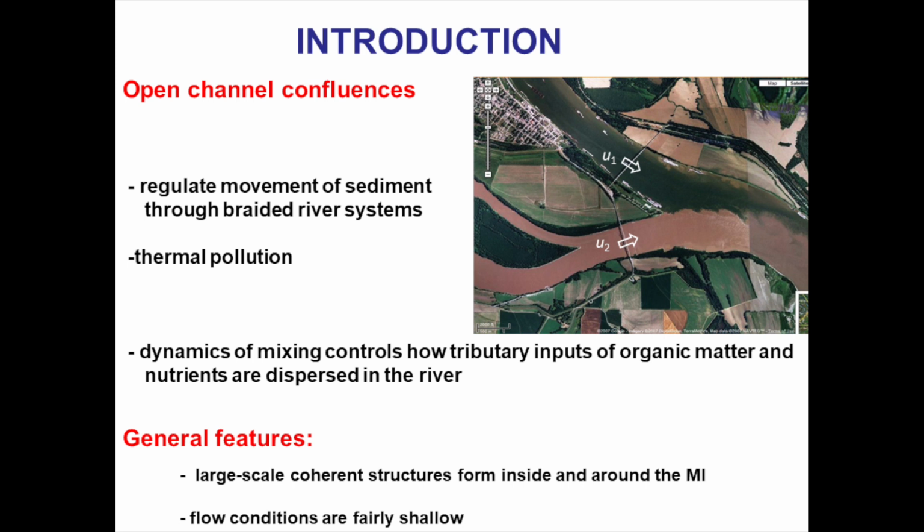But there are also other types of vortices which you cannot see from pictures taken from the free surface. There are some streamwise oriented cells which develop in the vicinity of the region where the two streams come into contact, and that region we are going to refer to as the mixing interface. Another important thing is that the flow conditions are shallow, and by shallow I mean in this particular case that the dynamics of many of these large-scale vortices is strongly affected by bed friction.